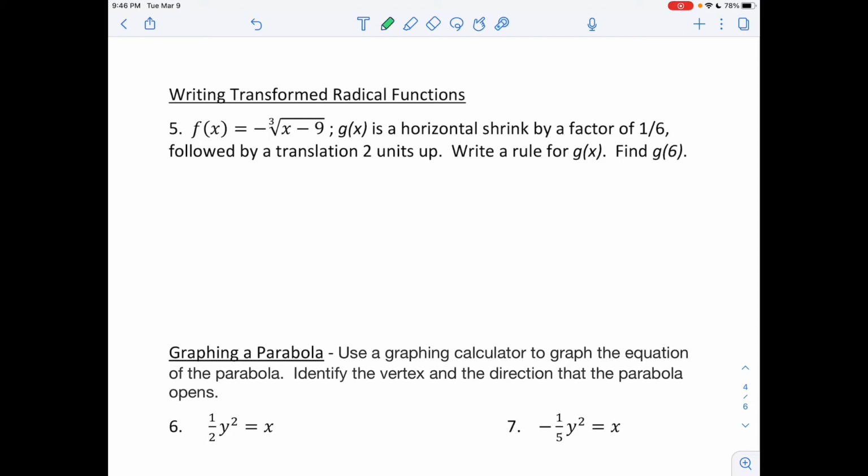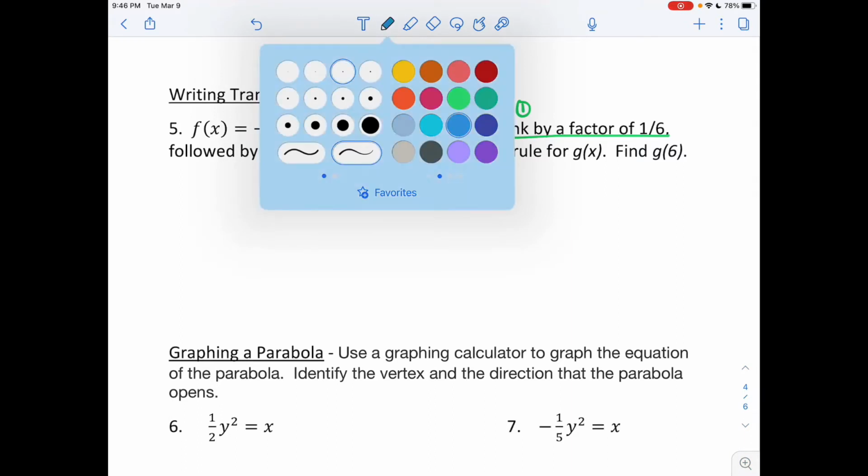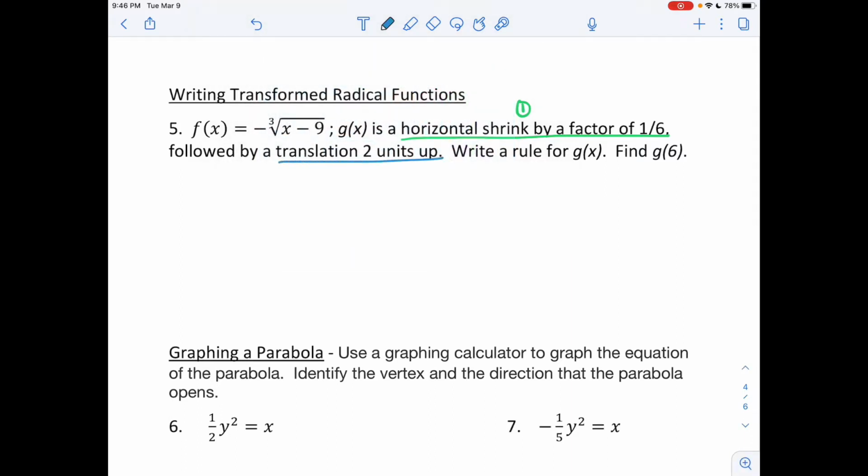We want to write g of x, which is going to start with f of x and do a horizontal shrink by a factor of 1/6. Remember that we number these and we do them in order. And then we want a translation 2 units up. So that'll be my second thing. So we want to write our rule, our new equation for g of x, and then we want to evaluate g at a value of 6. So we want to figure out what g of 6 is equal to.